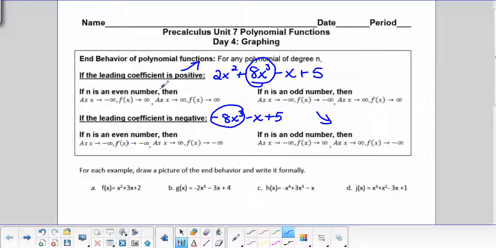So you look to see if the degree is odd or if the degree is even. If the degree is odd, then the ends are not going to match, which means the left side will be opposite of the right side. And again here, if the degree is odd, then the left side is opposite the right side. So same rules as from before.